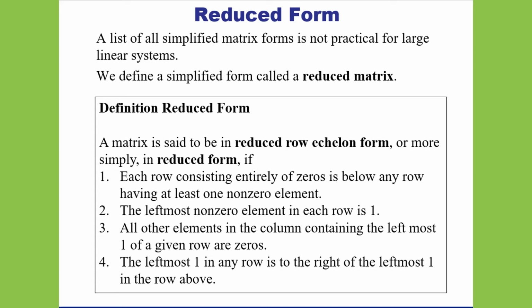The reduced row echelon form is defined as a matrix where each row consisting entirely of zeros is below any row having at least one non-zero element. The leftmost non-zero element in each row will be 1. All other elements in the column containing the leftmost one of the given rows are zeros. The leftmost one in any row is to the right of the leftmost one in the row above. So this is the definition for reduced row echelon form.